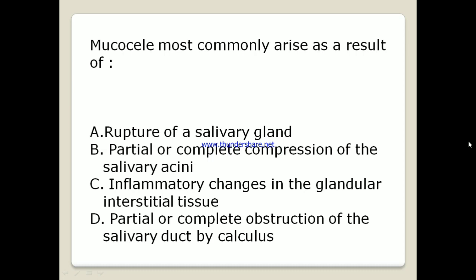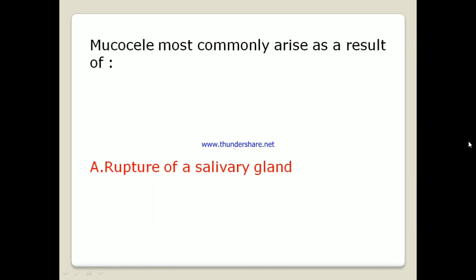Mucocele most commonly arises as a result of: A. Rupture of a salivary gland duct, B. Partial or complete compression of the salivary acini, C. Inflammatory changes in the glandular interstitial tissue, D. Partial or complete obstruction of the salivary duct by calculus. Answer: A, rupture of a salivary gland duct.